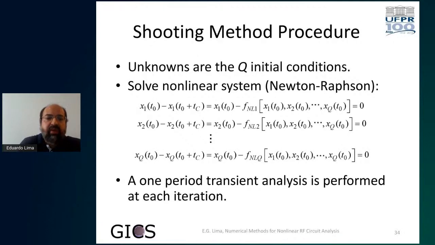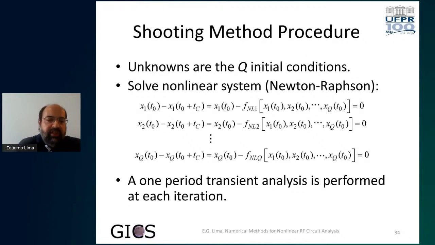In summary, the shooting method has as unknowns the values of the state variables at the initial simulation time T0. For each one of the Q state variables, a system of Q independent equations is obtained by imposing once the steady state condition for each one of the state variables.